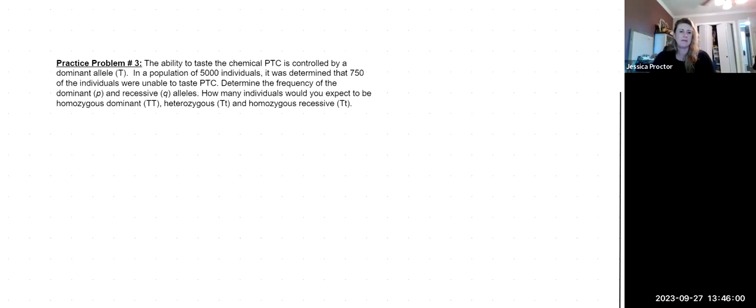The ability to taste the chemical PTC is controlled by a dominant allele, an uppercase T. In a population of 5,000 individuals, it was determined that 750 of the individuals were unable to taste PTC. So 750 out of the 5,000 are homozygous recessive. Determine the frequency of the dominant and recessive alleles. And then using the values of P and Q, we're going to determine how many individuals we would expect to be homozygous dominant, heterozygous, and homozygous recessive.